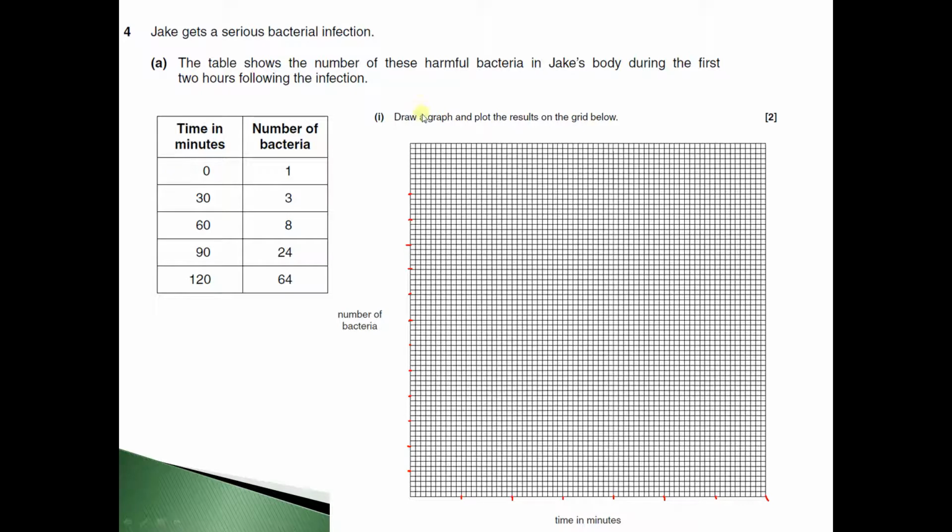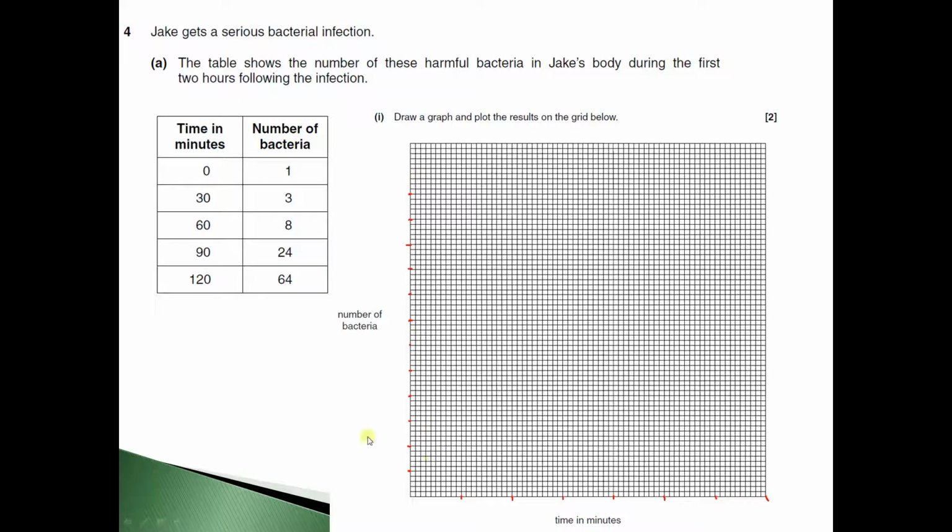First things first, we need to draw a graph and plot the results. So when they say draw a graph, they're talking about doing the axes. And you'll notice here that I've put in little red dots so that they're equally spaced. Here I've done a red line every 10 squares, and up here I've done a red line every 5 squares.